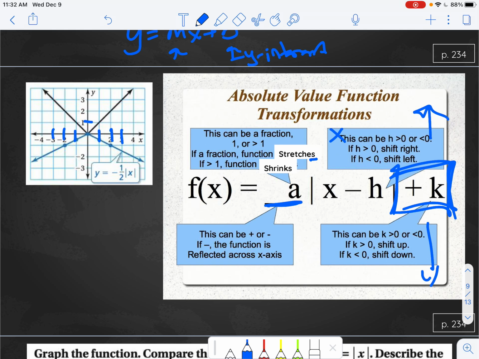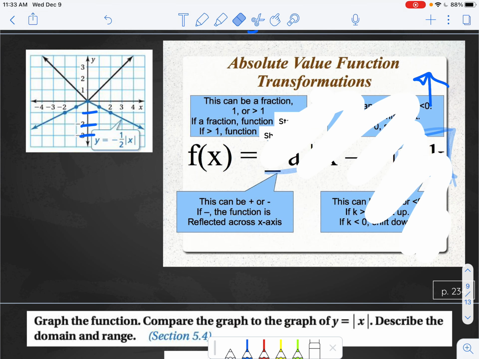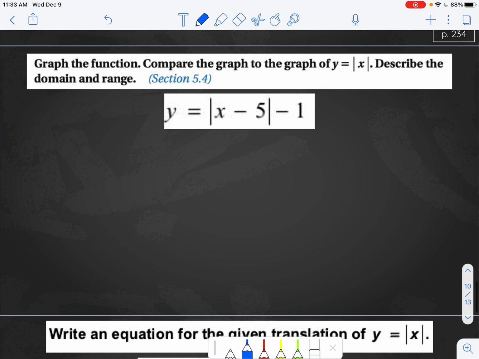If this is positive, if it's a positive 3, then we move our graph up 3. If it's a negative 3, then we move our graph down 3. Okay, so let's look at an example. I know that's a lot. Like I said, I would screenshot this, and as you're going through your homework, refer to it, and that will be helpful.